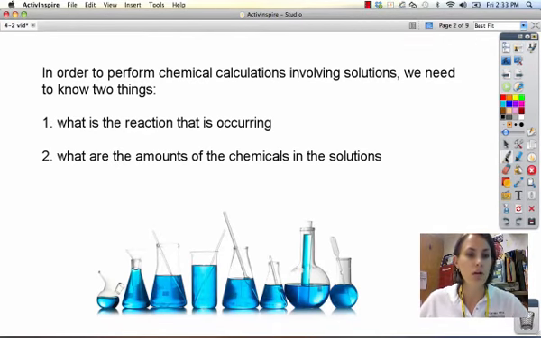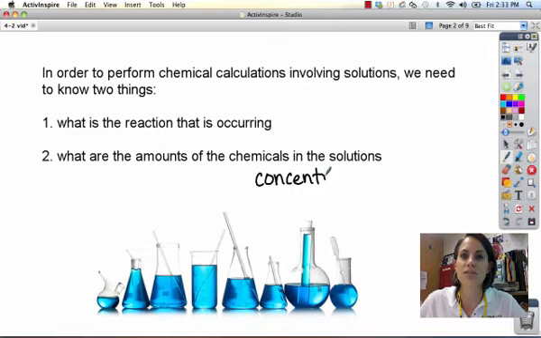For number two, what we've used before for amounts are usually grams, because, especially with dry materials, we can just put it on a balance. But if it's in solution, which we're going to see quite a bit in here, the amounts are expressed in concentration. And the unit for concentration is molarity. And that's a new term.